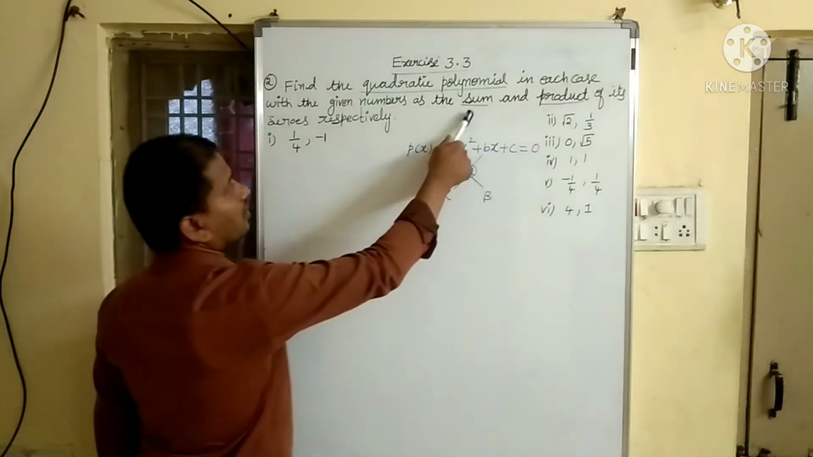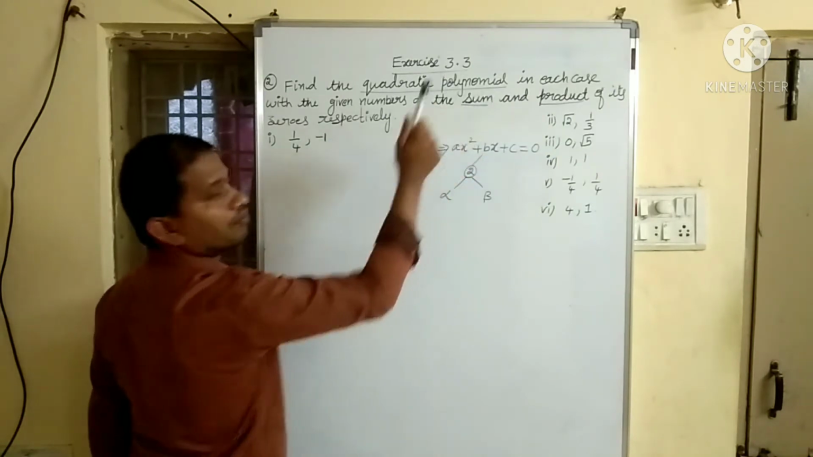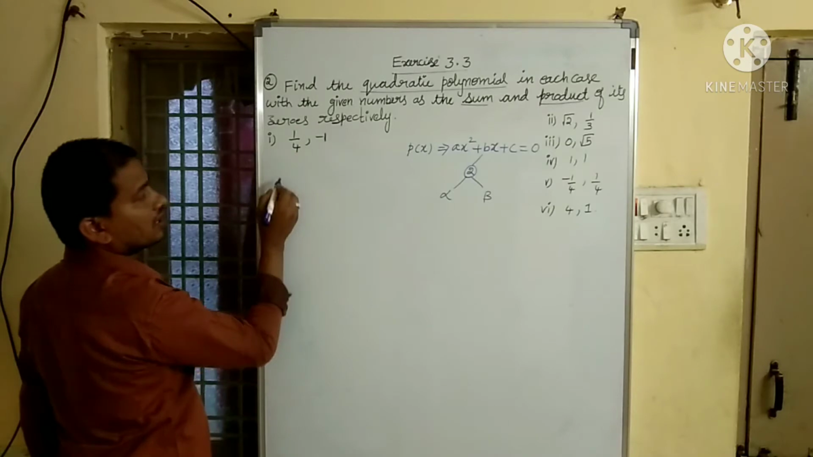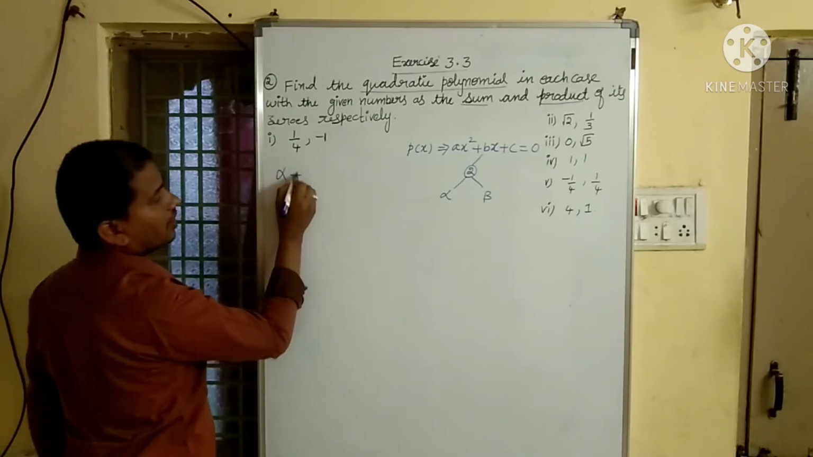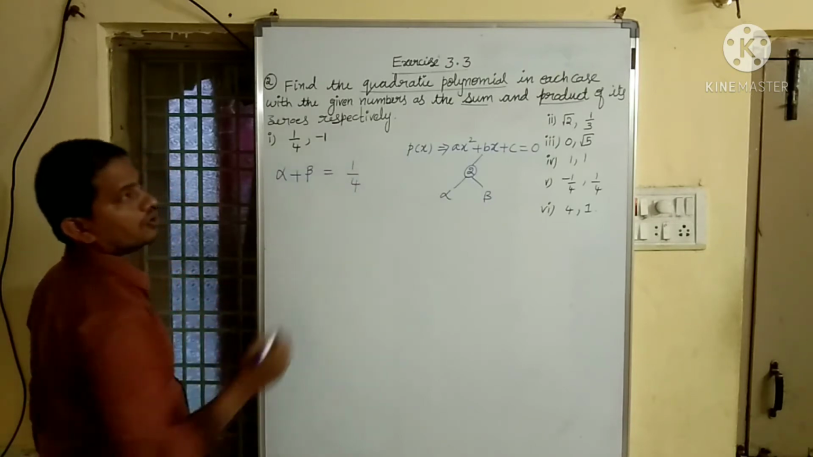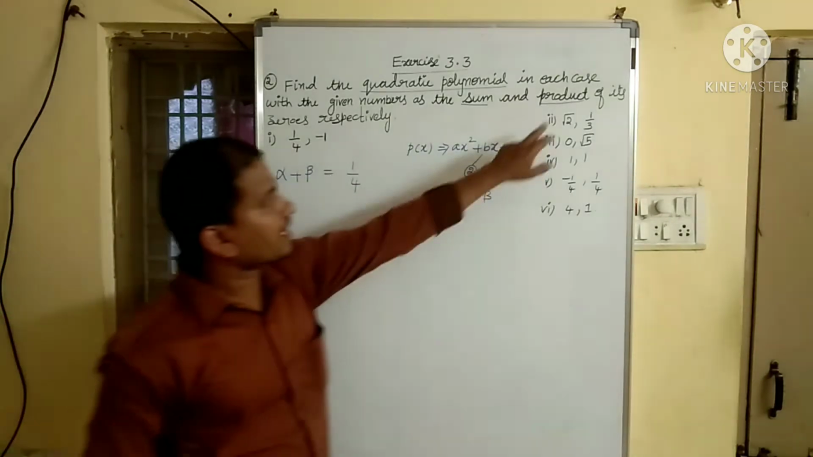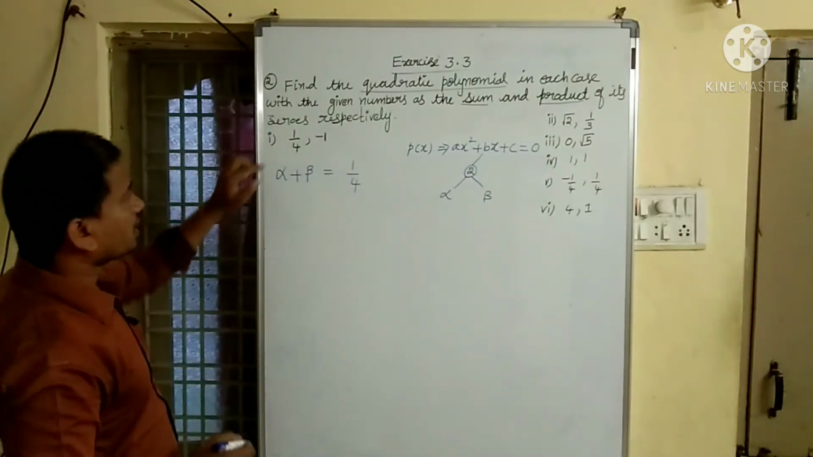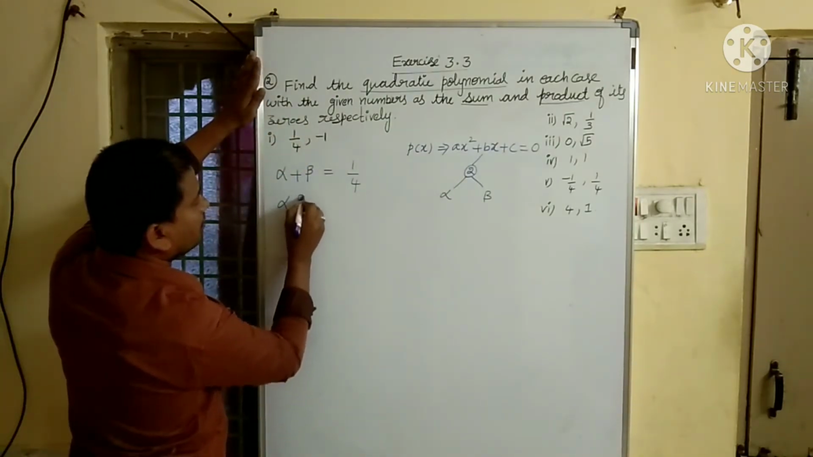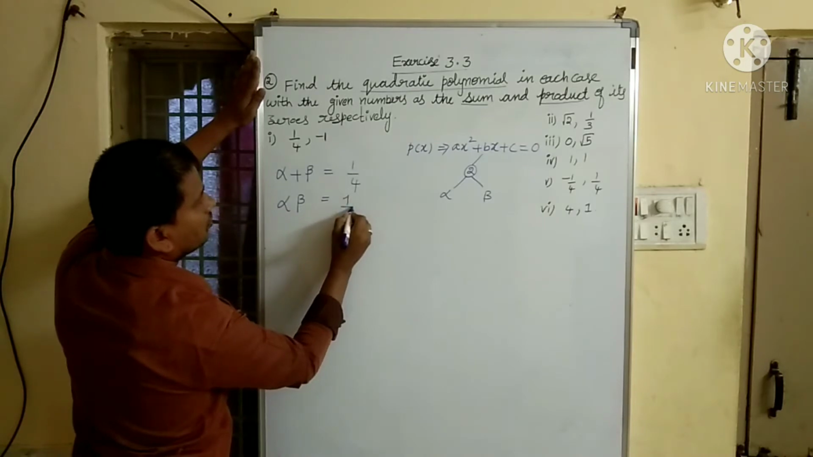And the given numbers are the sum and product. What is the number here? 1 by 4, which is the sum. As we know, sum means alpha plus beta is given as 1 by 4. And the second one is the product. Product is given as minus 1. Product in the sense alpha beta equal to minus 1.